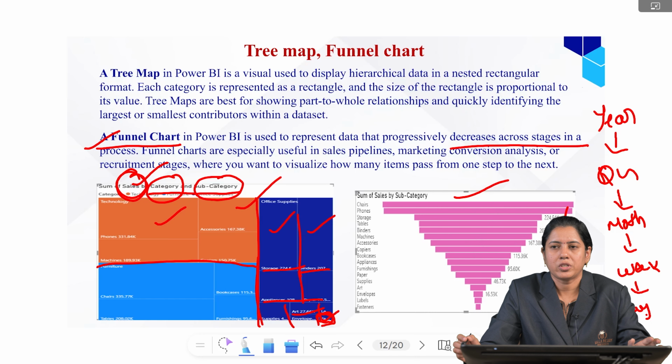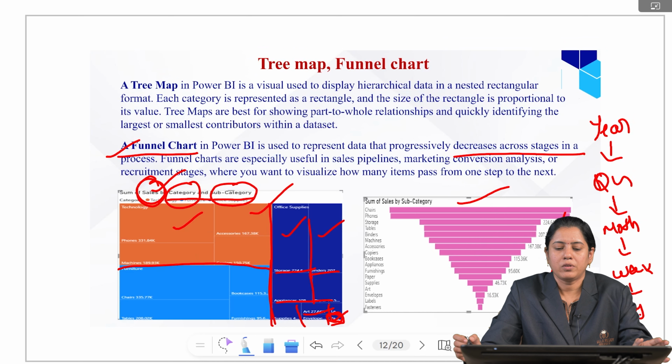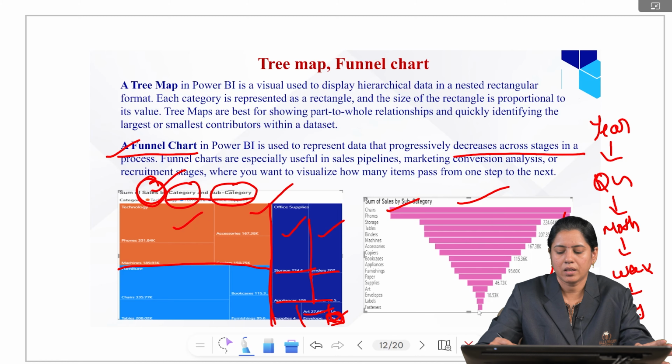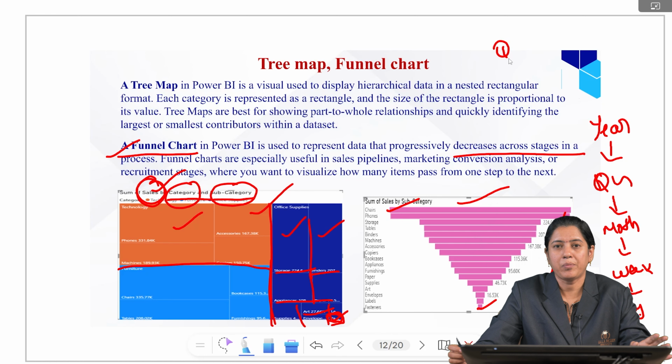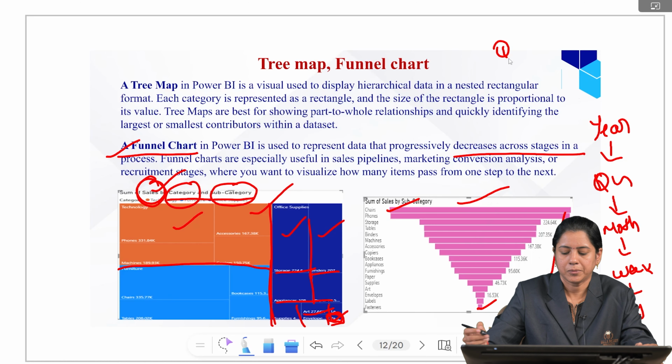Suppose you have a question: which subcategory has the highest sales, and which subcategory has the least sales. Using the funnel chart, you can easily tell which bar above is the highest sales, and which bar here is the least sales. So the question is also very important. What type of analysis you want to do and what type of questions you want to answer is also very important when you are choosing the right chart.